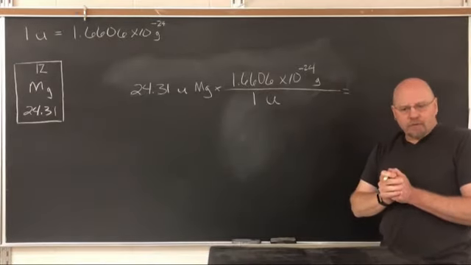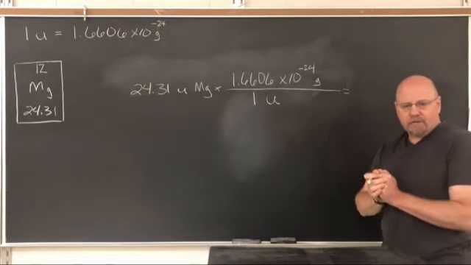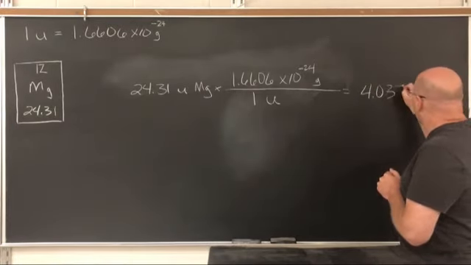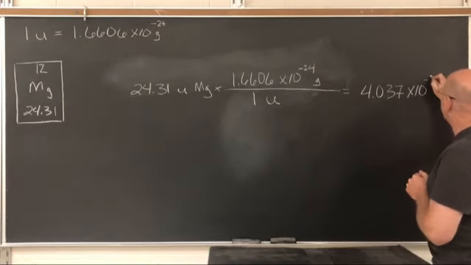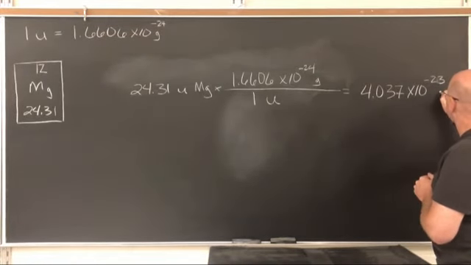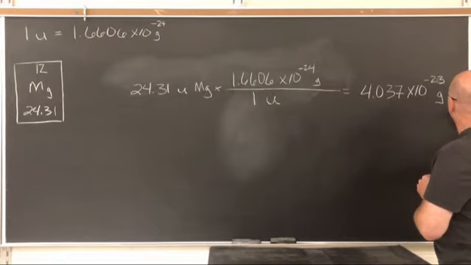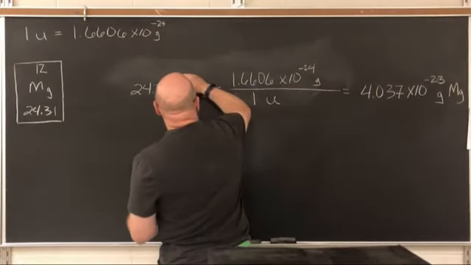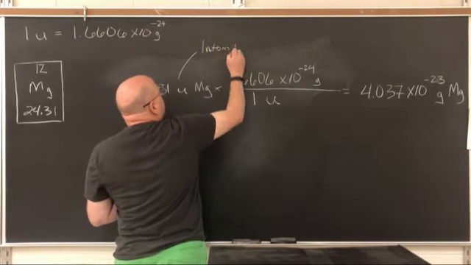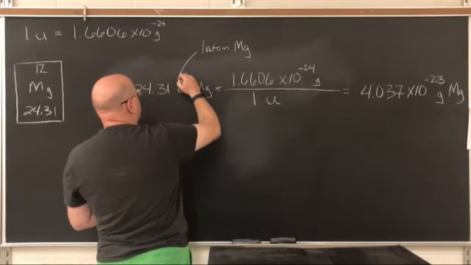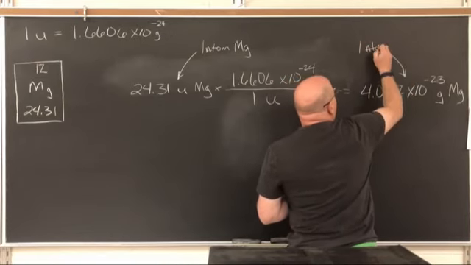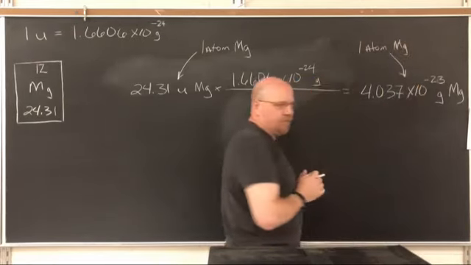Using our significant digit rules, and obviously we're going to use scientific notation on this, the answer that we would get would be 4.037 times 10 to the negative 23rd grams for magnesium. So what this represents is that this is the mass in atomic mass units of one atom of magnesium, and this is the mass of one atom of magnesium in grams.